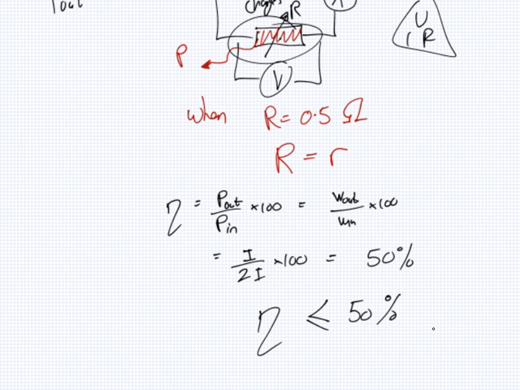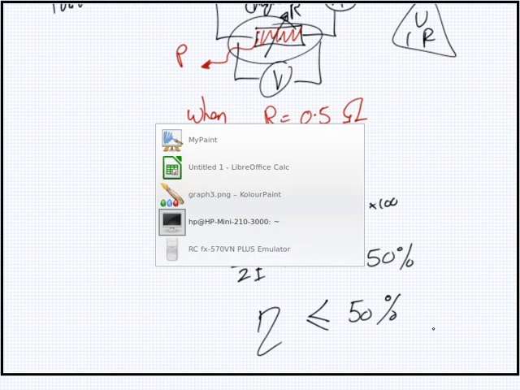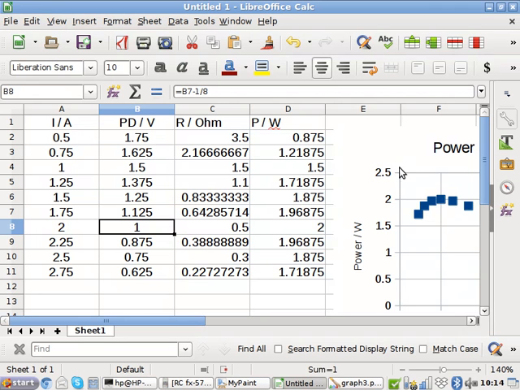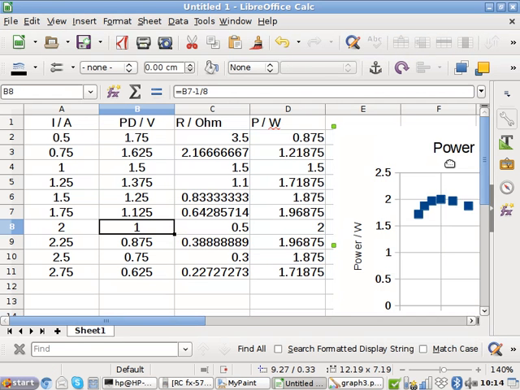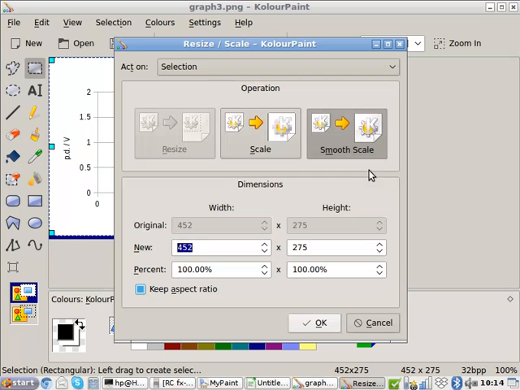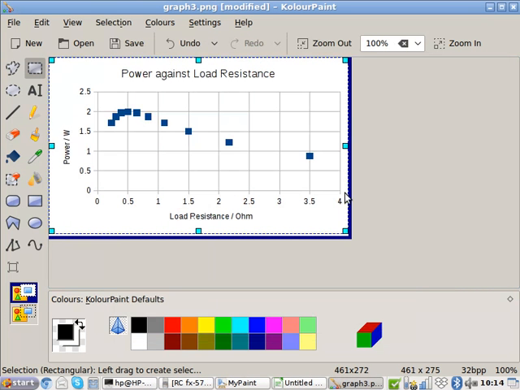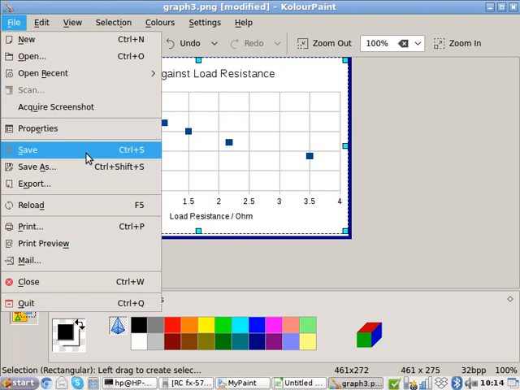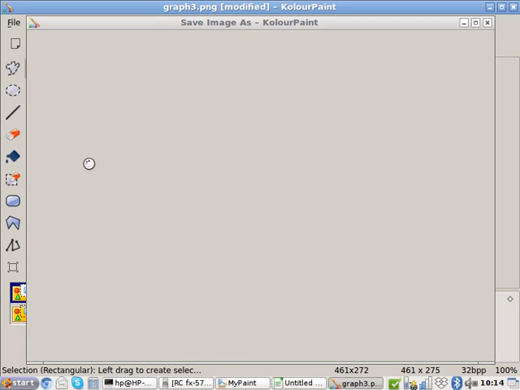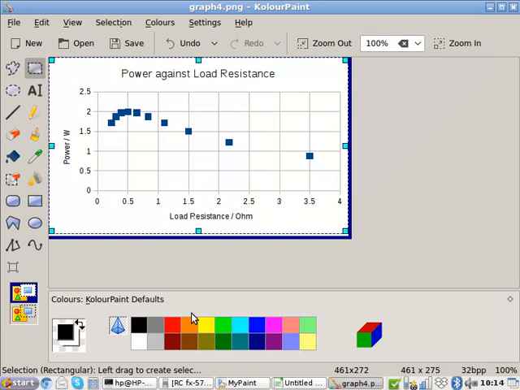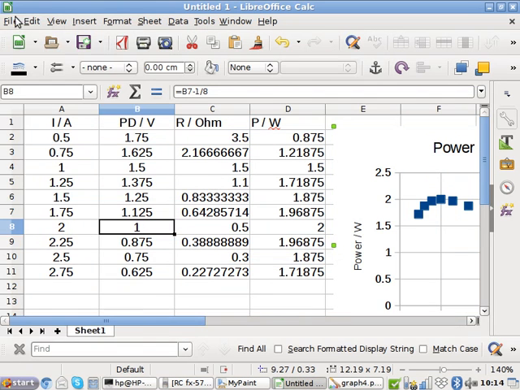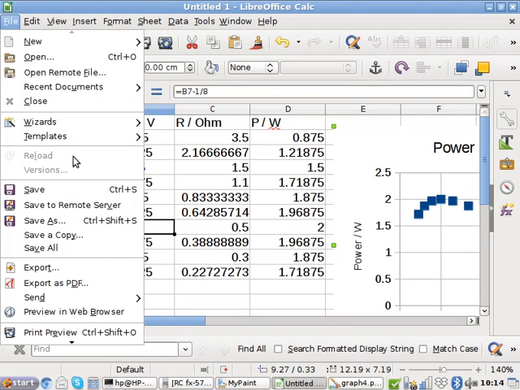Okay, next now. Oh wait, let me just save my second graph here. And let me save my table.